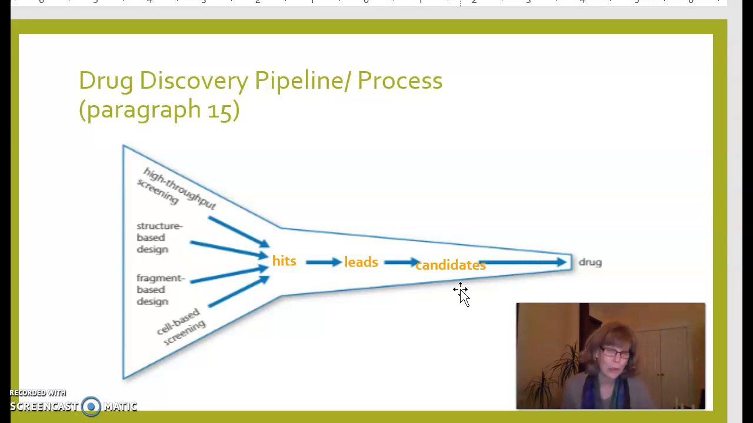I see in paragraph 13, 14, and 15 this summary of the pipeline. That the 4 approaches that came in section 2 all lead to the hits, the leads, the candidates, and then the drugs. And I would call this all the process. They're in some way showing cause and effect, or step by step, the next step, the following step. I called it process because I was really seeing the steps involved in drug discovery.